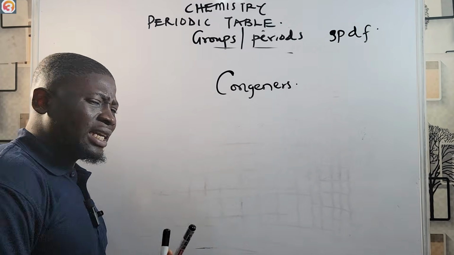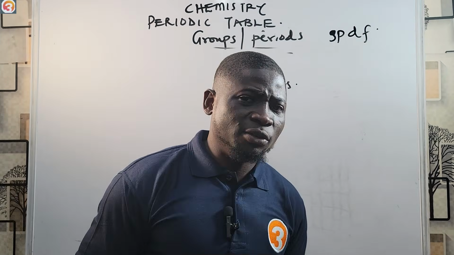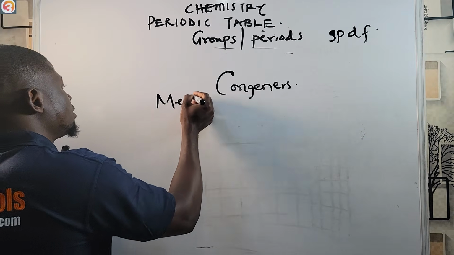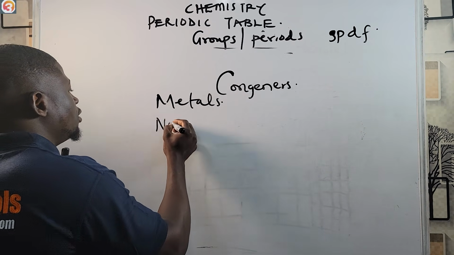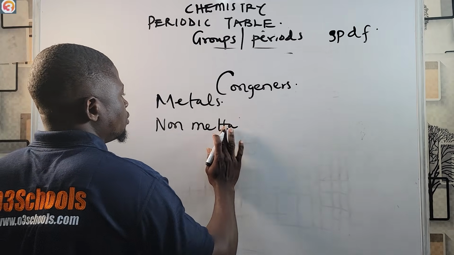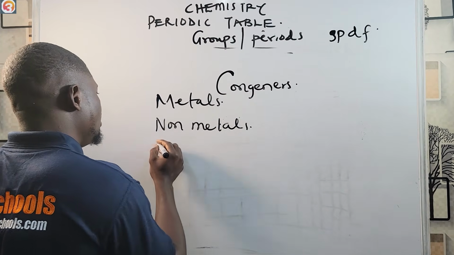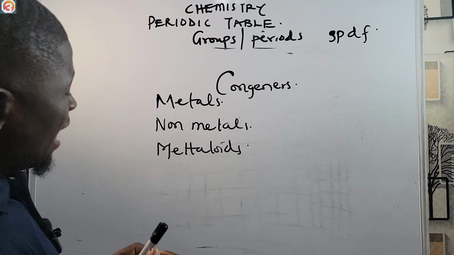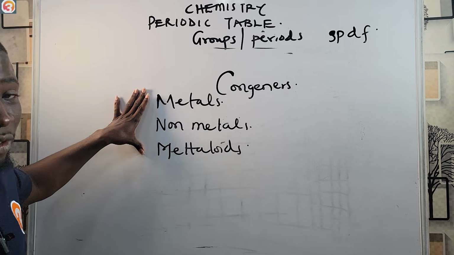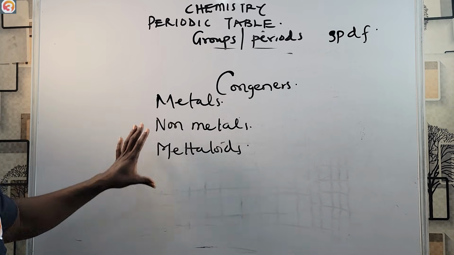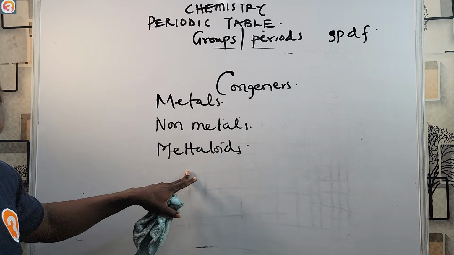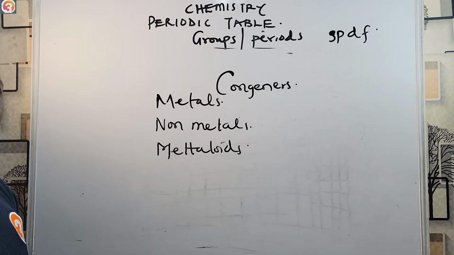Elements in the periodic table are divided into three main categories. One, we have metals. Two, we have non-metals. And three, we have metalloids. You know what metals are, you know what non-metals are, but the metalloids may be the one that is a bit confusing. Metalloids are in between metals and non-metals. They have both properties.